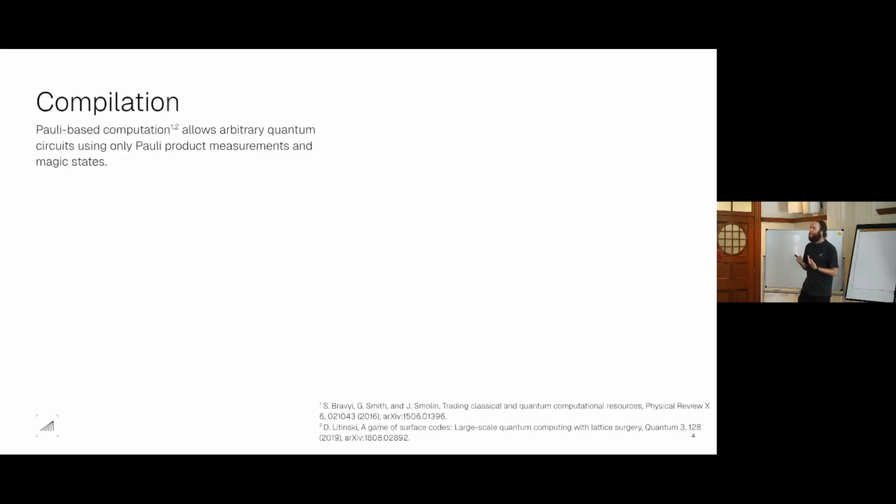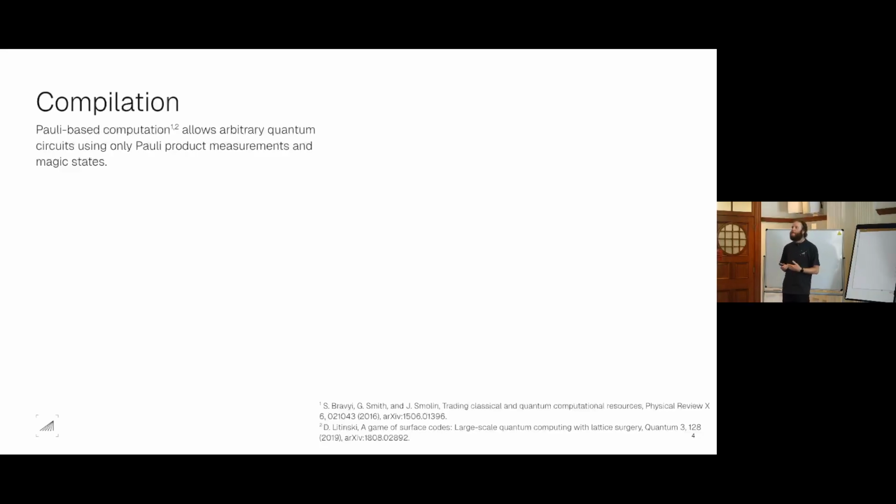So if I get into the background now, there's one key piece of background that I want to start with because it will motivate why we build the architecture the way we do and how the architecture is going to meet the requirements of a universal fault-tolerant quantum computing architecture. And that's to start with how we do the compilation on this architecture. So the basic type of compilation we're using is what's called parity-based computation.